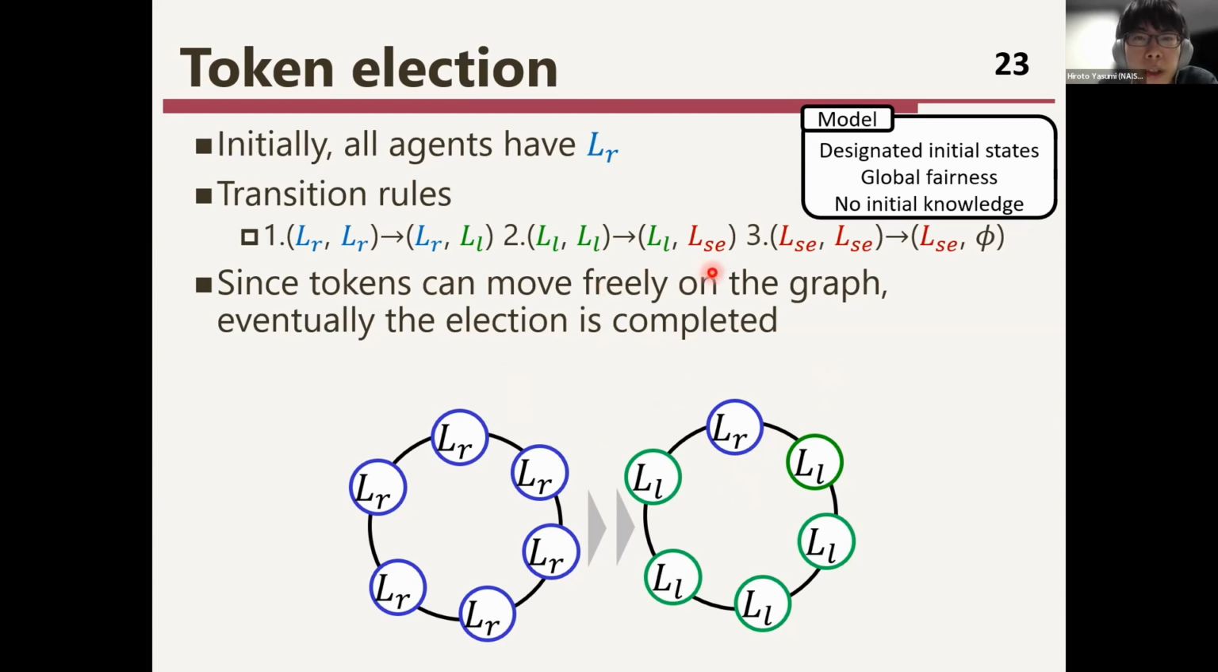LL and LSE tokens are elected in a similar way. When two agents with LL tokens interact, then one of them transitions to LSE token. And when two agents with LSE tokens interact, then one of them is deleted. By these transition rules, eventually one LR token, one LL token, and one LSE token are elected.